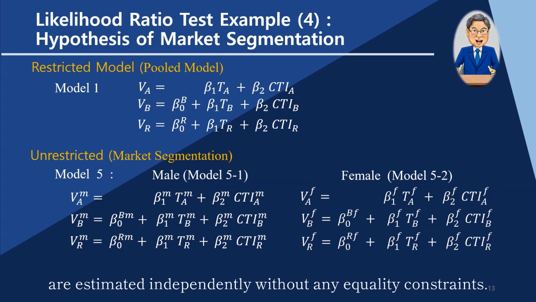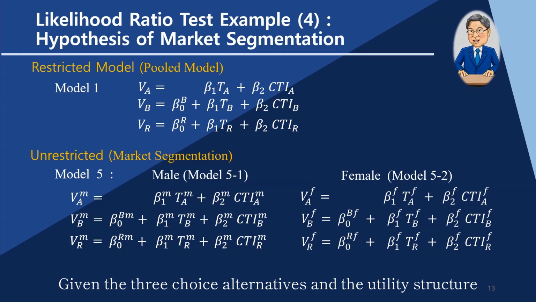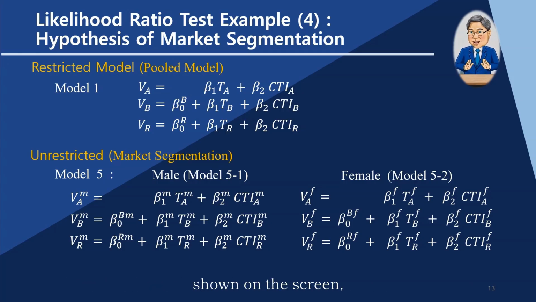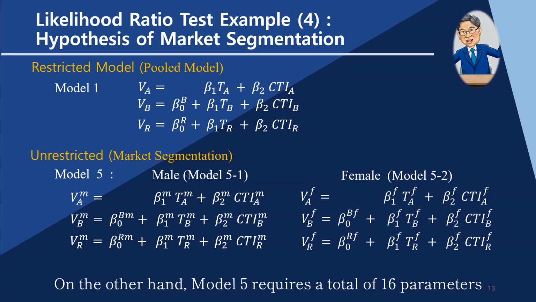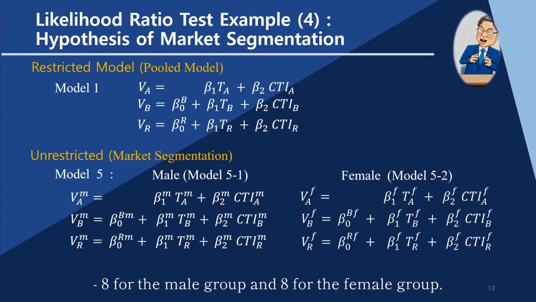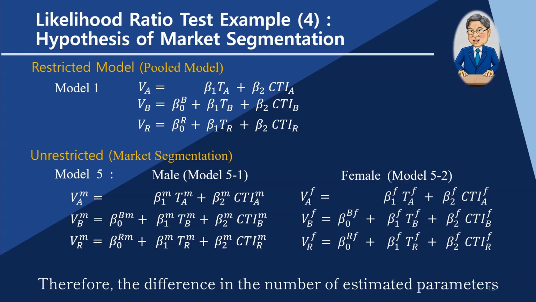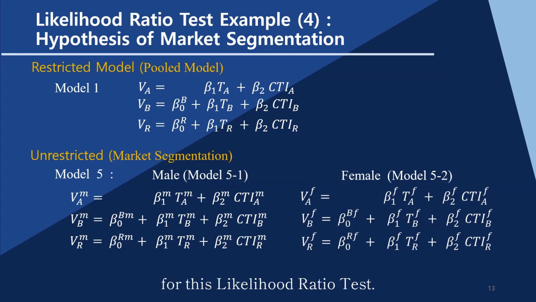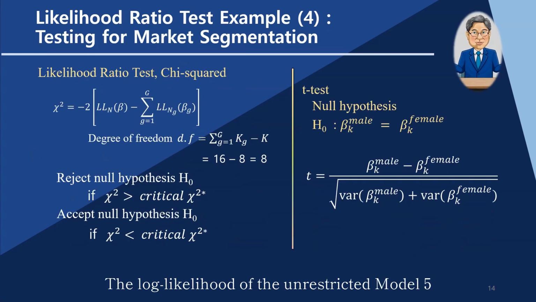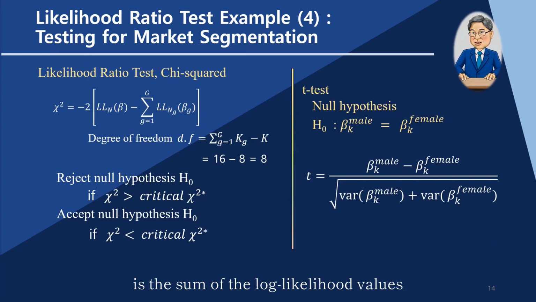Given the 3 choice alternatives and the utility structure shown on the screen, Model 1 requires a total of 8 parameters to be estimated. On the other hand, Model 5 requires a total of 16 parameters, 8 for the male group and 8 for the female group. Therefore, the difference in the number of estimated parameters between the 2 models, which is 8, becomes the degrees of freedom for this likelihood ratio test. The log likelihood of the unrestricted Model 5 is the sum of the log likelihood values from the male and female models.